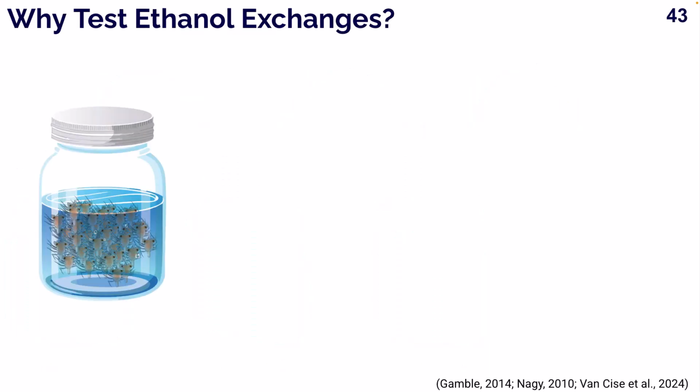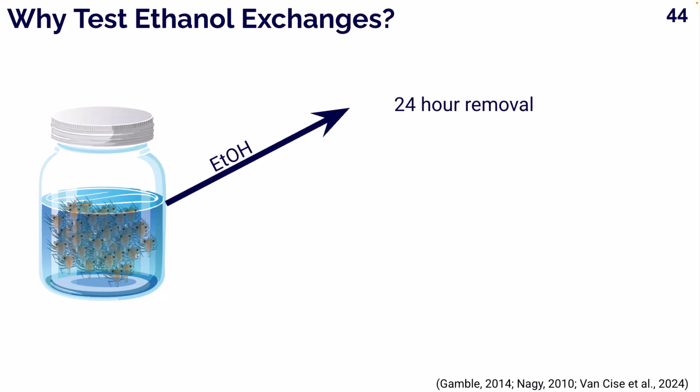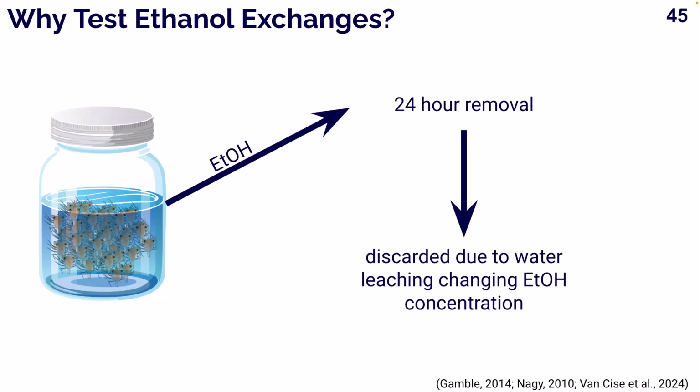So you're probably wondering, why are we looking at these ethanol exchanges? We throw one away. Why does it matter? Typically with a plankton sample, you have ethanol that is removed after 24 hours, and this is due to the fact that water tends to leach from the samples or the tissue, causing that ethanol concentration to change. And so by removing that ethanol and replacing it, you're more likely to have that original ethanol concentration, having better preservation of the sample for the long term.